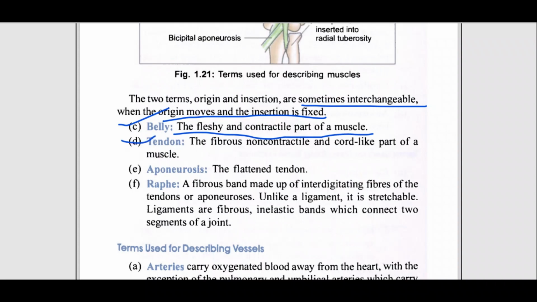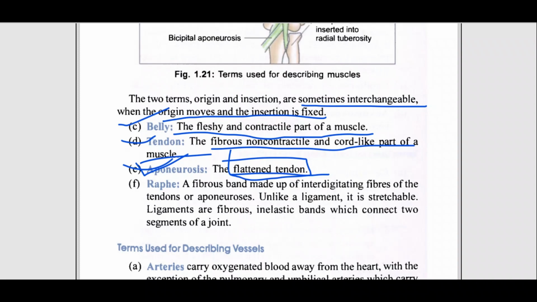Now, what is belly? It is the fleshy part or contractile part of a muscle. What is tendon? It is the fibrous, non-contractile and cord-like part of a muscle. Tendon is the fibrous and non-contractile, and it is a cord-like part of the muscle. What is aponeurosis? It is the flattened tendon. It is the flattened sheath of the tendon.